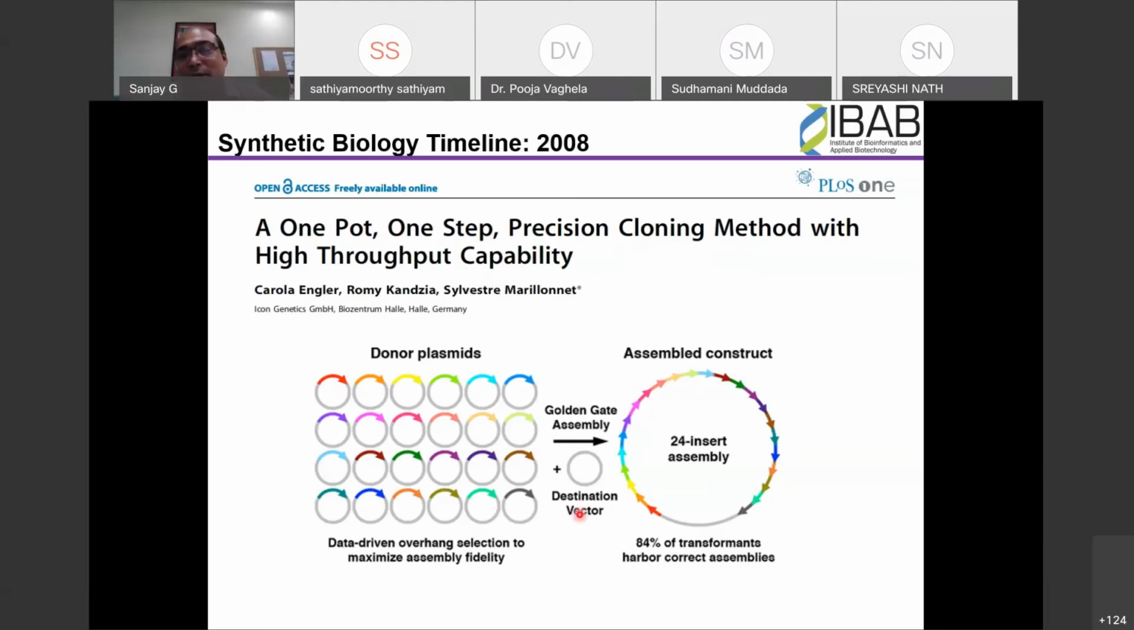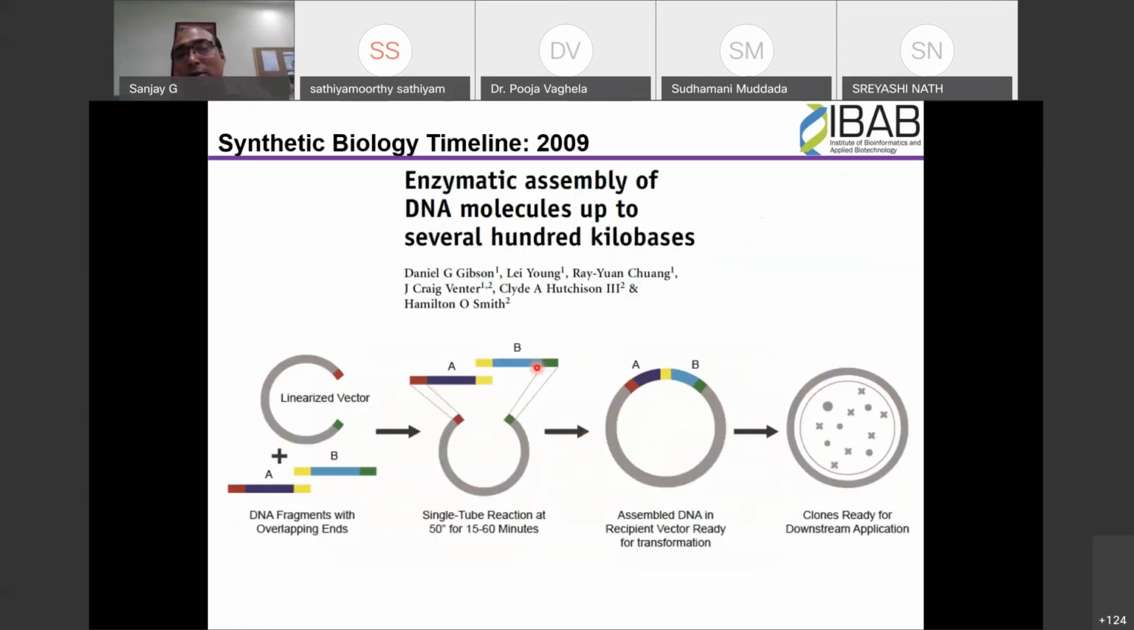So you can use this method called Golden Gate, and it was published in around 2008. In 2009, the other method was published called Gibson assembly, which is again taking different parts of DNA and cloning them into a vector in the orientation that we want, right? So this revolutionized the cloning business.